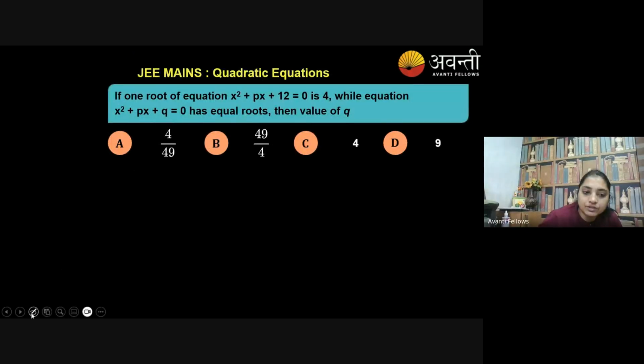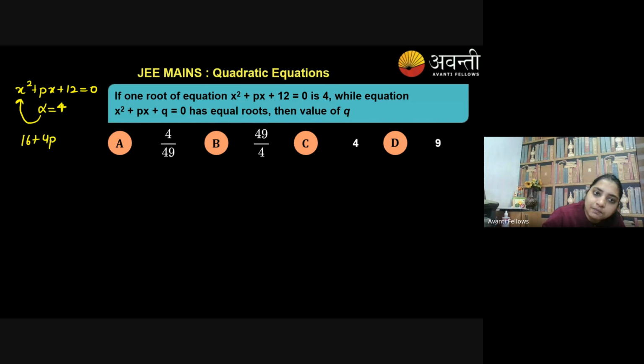So we have a question. Just have a look. One root of the equation is 4. You're having an equation x square plus px plus 12 is equal to 0. If one root, let's say alpha, is 4, then 4 must satisfy this equation. So 16 plus 4p plus 12 is equal to 0. So p must be minus 7, right?